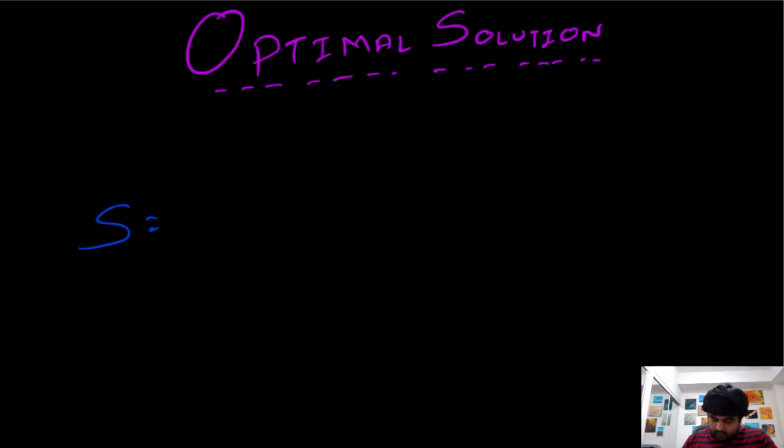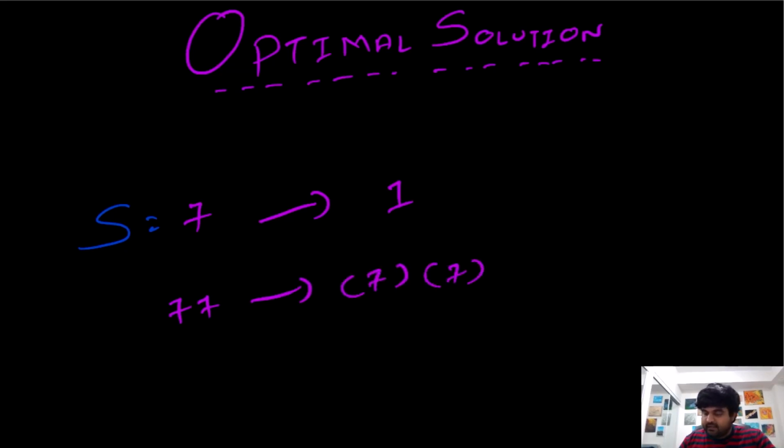Okay, before I go into the optimal solution, I want to show you a few observations. Suppose our given input s is equal to 7. So how many different ways can we decode it? Of course, only one way, we can just use 7. Suppose our input is 7 7. We can still only decode it one way, using 7 7, and that would be the only way we would be able to decode it.